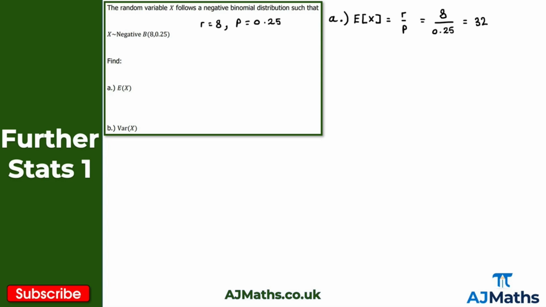For part B, what we're looking for now is the variance of the random variable x. Again, we're simply using the results that we established at the beginning of this video. This will be r times 1 minus p all over p squared. Like we've already seen, r is 8, so it's going to be 8 times 1 minus p, where p is 0.25, and we divide this by p squared, so 0.25 squared. All you need to do now is put this into your calculator, and if you do this correctly, you should get 96. And there we have it, that's the solution to question 1.